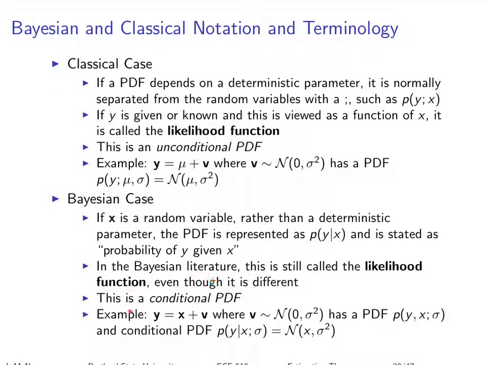So again, this is a conditional PDF. In the classical case, it was unconditional. In the Bayesian framework, it's conditional. If we have an analogous example where y is equal to some random variable x plus v, and now we look at the PDF, there's a joint PDF between y and x, but there's also this conditional PDF, the PDF of y conditioned on knowing x, or given that x takes on some particular value, and still parameterized by sigma.